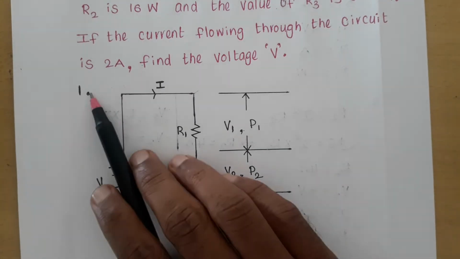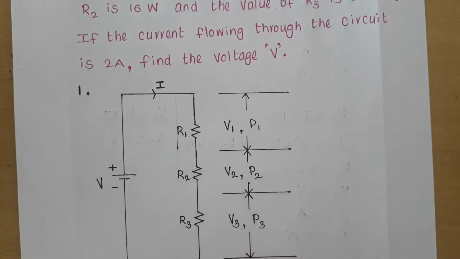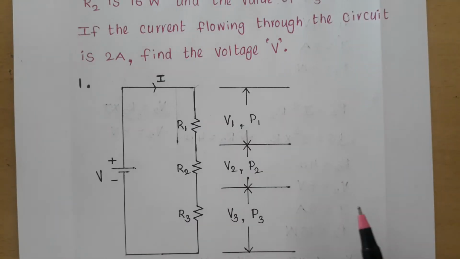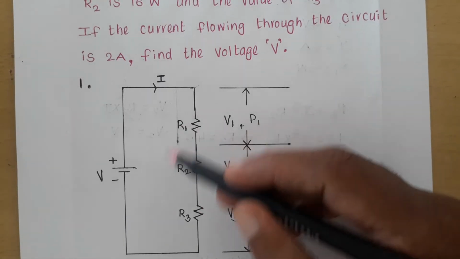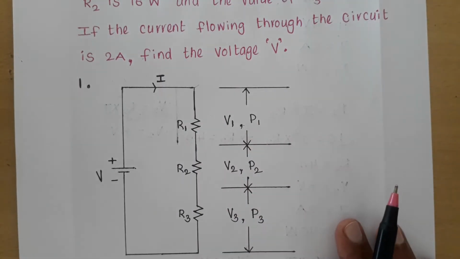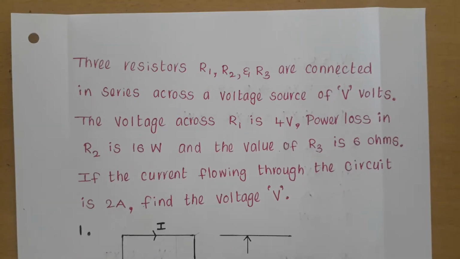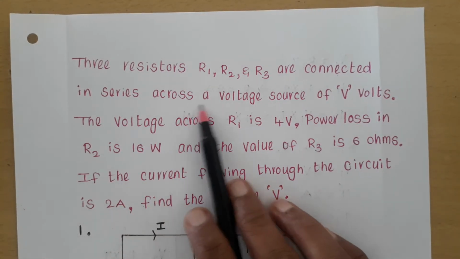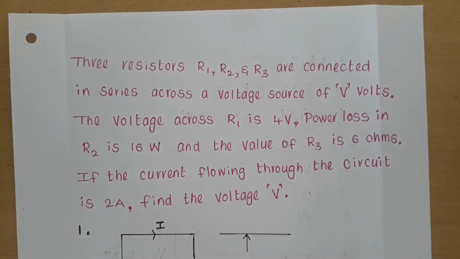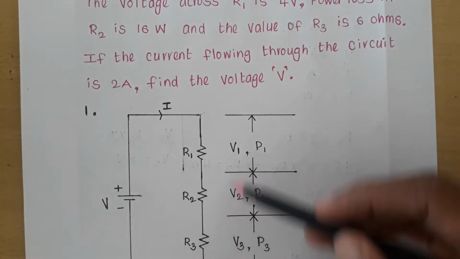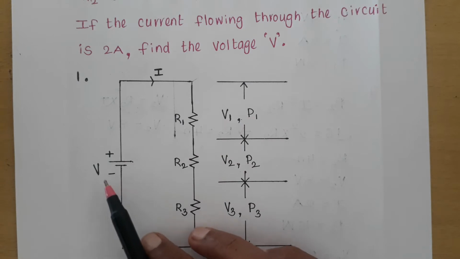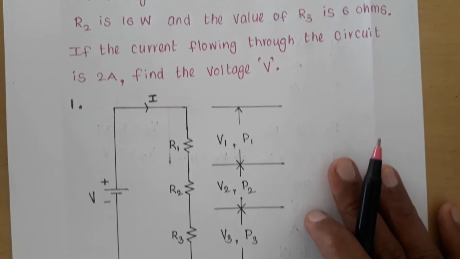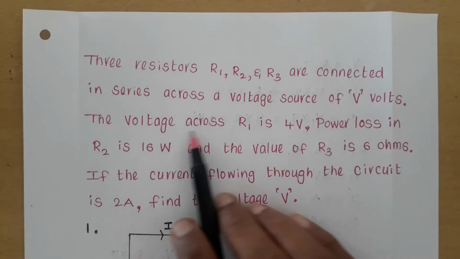First, let us develop a diagram. Let us establish a diagram for the given information. Here R1, R2, R3 are the three resistors connected in series. After that, what he is saying is across a voltage source of V volts. All these three elements connected in series are connected to a voltage source V. He is not saying anything about that V, and he is giving the voltage across R1.